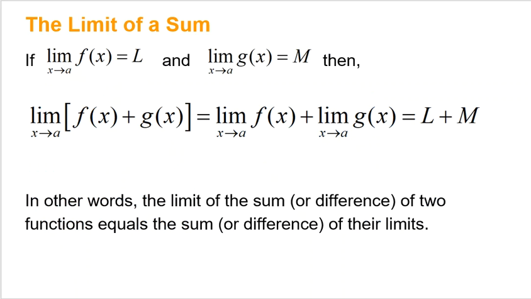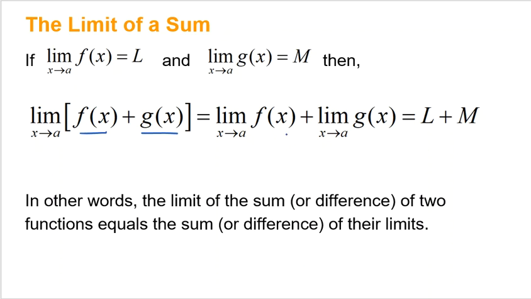All right, the next one is the limit of a sum. This one looks a little bit confusing, but it's so simple to use. So basically, if we have two limits, so if we have the limit of the function f of x equals L, and the limit of a different function g equals m. So we're kind of establishing two limits here. So the limit of function f is L as we approach a, and the limit of g of x is m.